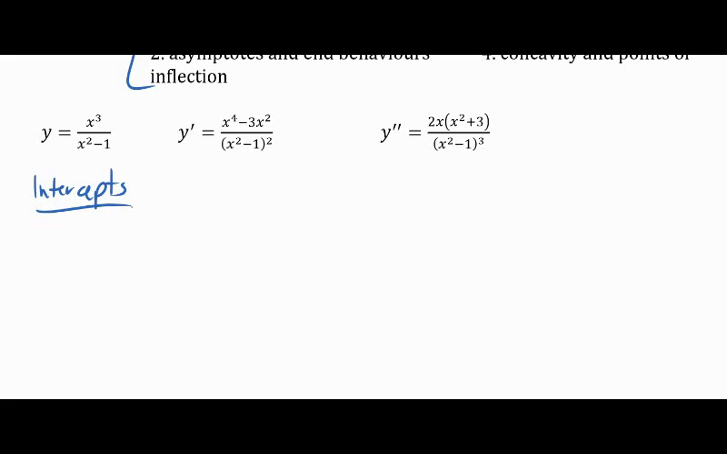The intercepts. So the y-intercept occurs when x equals 0. If I put x equals 0 in, I get 0. 0 over negative 1, so 0.